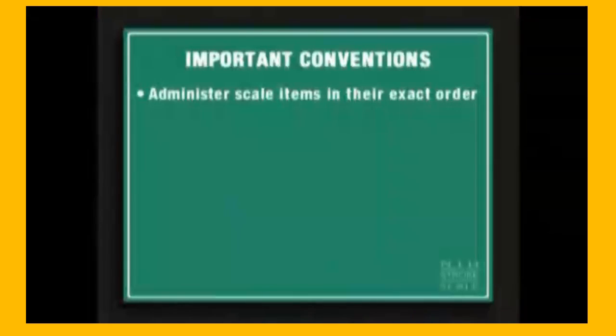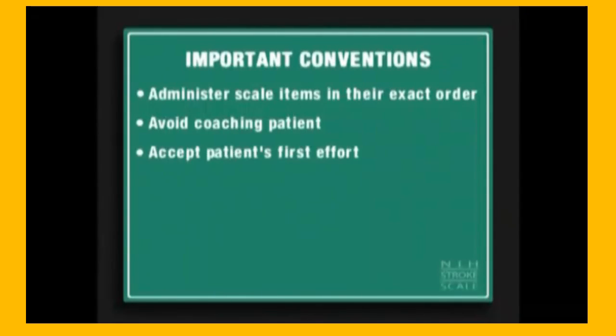Administer the scale items in their exact order. Avoid coaching the patient, even though this may be counter to usual clinical practice of trying to elicit the best performance. Accept the patient's first effort. Score only what the patient does, not what you think they can do. During the course of testing, you may develop an impression of level of function or lesion. Those impressions must not influence your scoring. Again, score only observed performance.